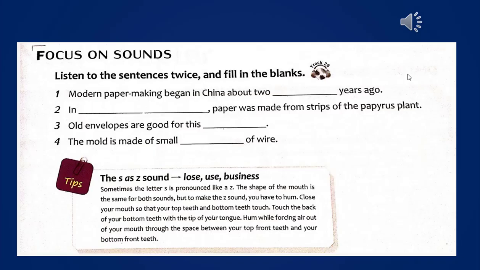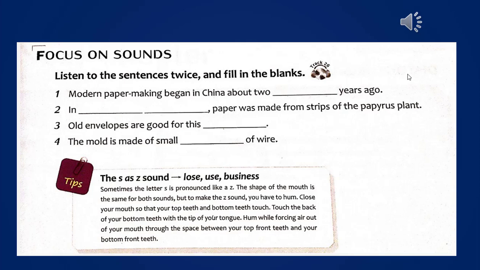So now we move to another practice. Focus on the sound, listen to the sentence twice and fill in the blanks. So we have number 1, modern paper making began in China about 2,000 years ago. Number 2, in those days, paper was made from strips of the papyrus plant. Number 3, old envelopes are good for this reason. Okay, and number 4, the mold is made of small squares of wire.